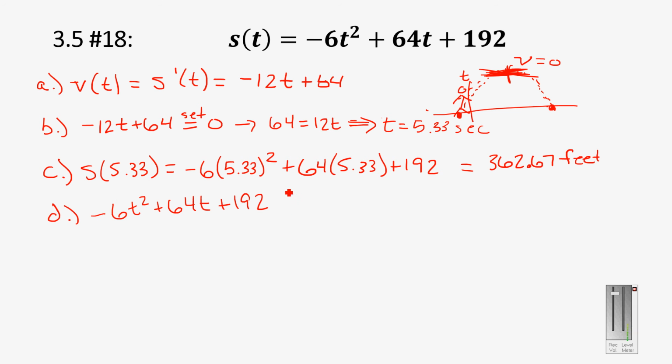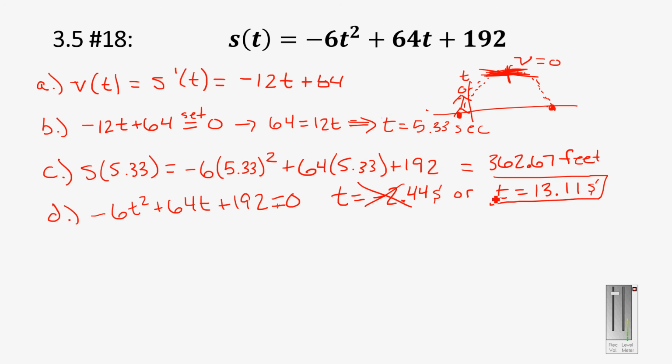It would be equal to 0 at t equals negative 2.44, just going out to a couple decimal places here, or t equals 13.11. Those are both in seconds again. But it's worth noting that the negative one doesn't make sense. That's going back in time. This one is when it's going to strike the ground. T equals 13.11 seconds.